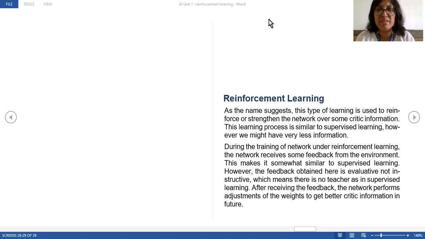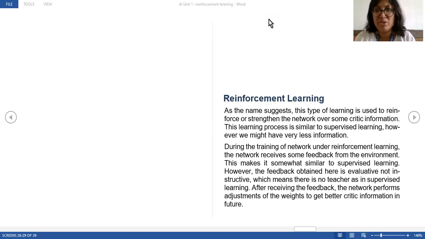As the name suggests, this type of learning is used to reinforce or strengthen the network over the critic information. This learning process is similar to unsupervised learning. However, we might have very little information.